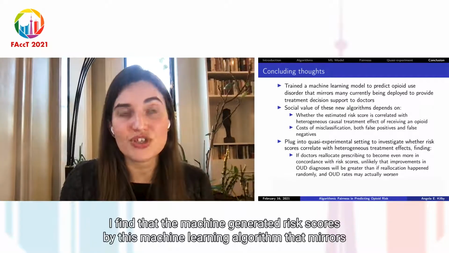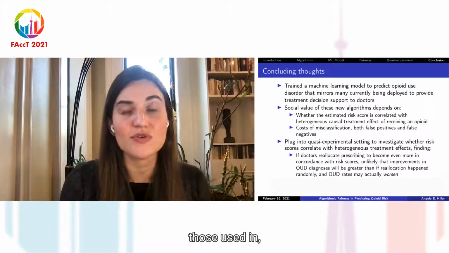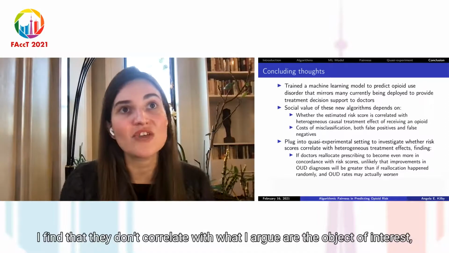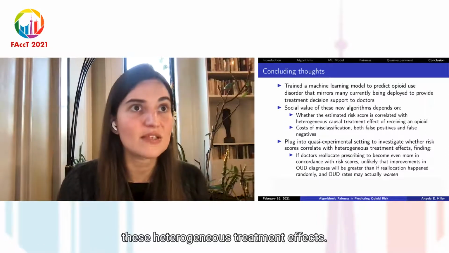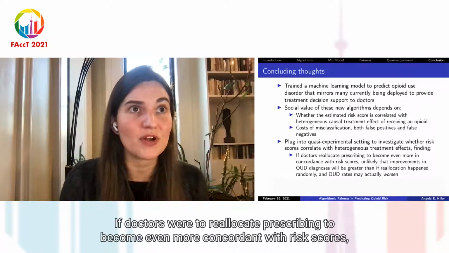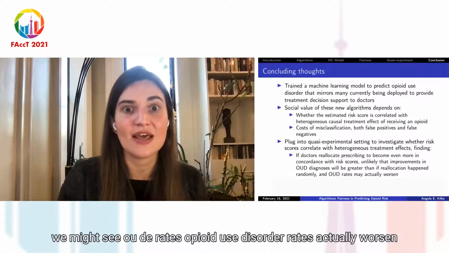I find that the machine-generated risk scores by this machine learning algorithm that mirrors those used currently in practice and in the literature don't correlate with what I argue is the object of interest, these heterogeneous treatment effects. If anything, if doctors were to reallocate prescribing to become even more concordant with risk scores, we might see OUD rates, opioid use disorder rates, actually worsen.